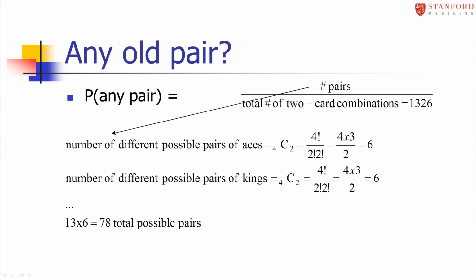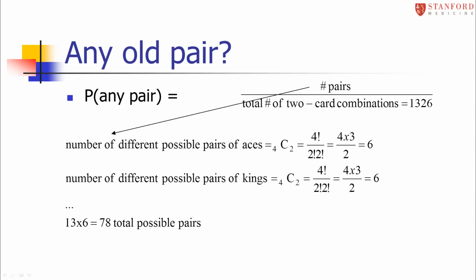But let's look at one type of card at a time. So let's start with aces. How many different possible pairs of aces are there? Well, there are 4 aces in the deck. We want to choose any 2 of them for our pair. So it's a 4 choose 2. There are 6 possible pairs of aces.